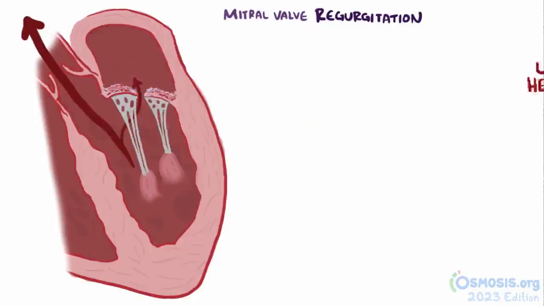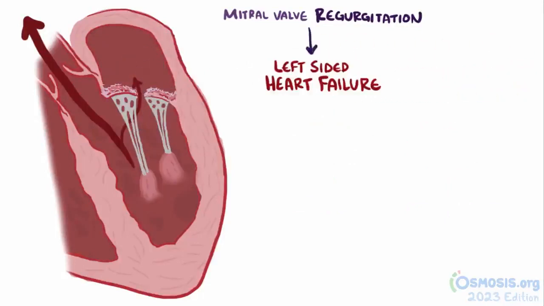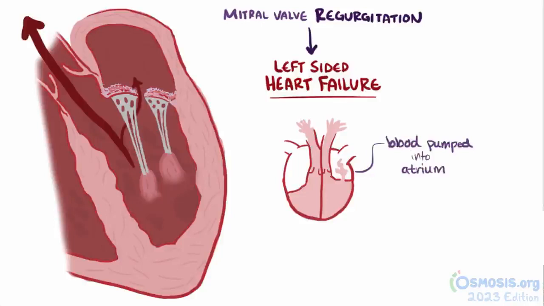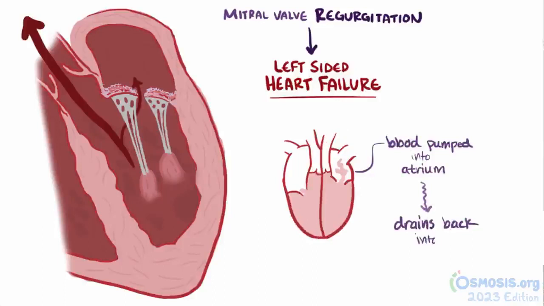Now, even though we said that left-sided heart failure can cause mitral regurgitation, it also goes the other way. Mitral regurgitation can be a cause of left-sided heart failure. With mitral regurgitation, every time the left ventricle contracts, some blood is inadvertently pumped out into the left atrium, which leads to an increased preload as that blood is again drained back into the left ventricle after contraction.